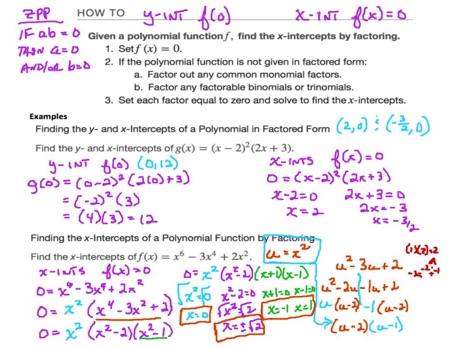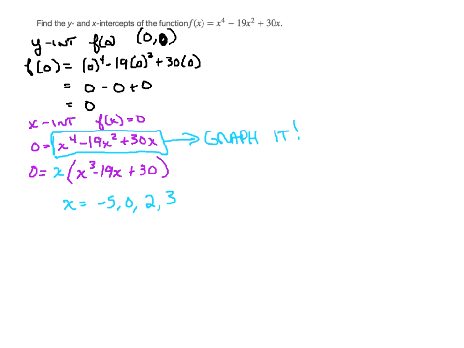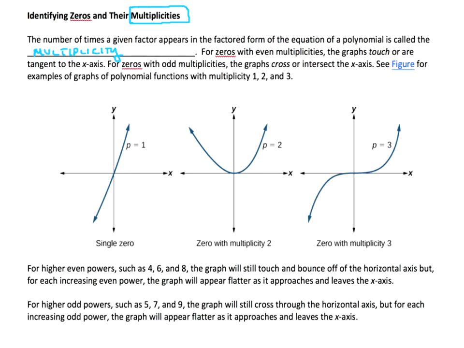Let's go back and let me show you something. Look right here at this function. Because the factor x minus 2 is squared, that means it shows up twice. That factor has a multiplicity of 2. The next factor, 2x plus 3, is raised to the understood first power. That factor has a multiplicity of 1. So multiplicity is just how many times the factors show up as factors within the polynomial. And it gives us important information about the graph.